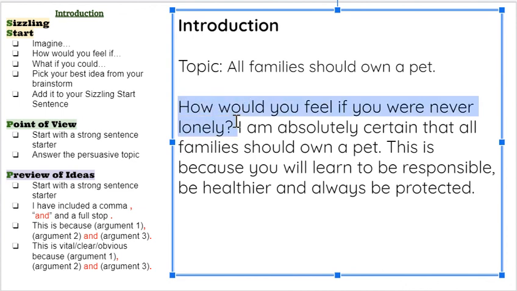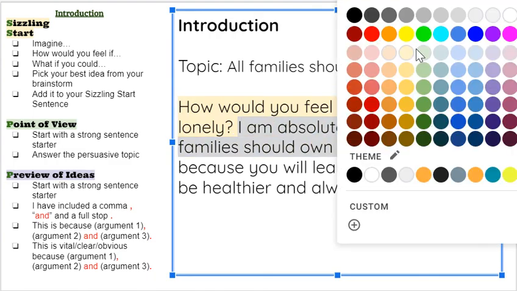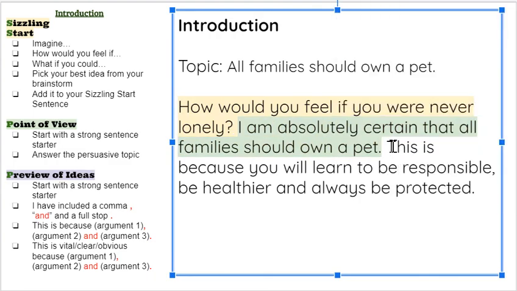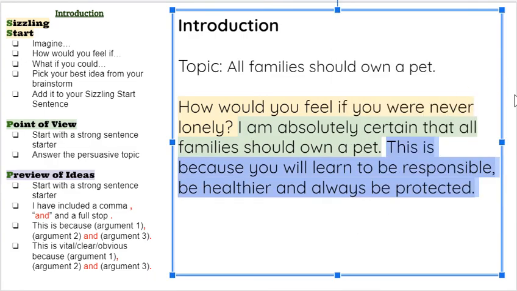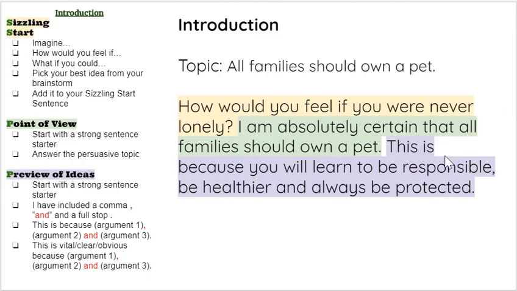So this first part is the sizzling start. I'm just going to highlight it for you. The second part was your point of view. And the third sentence was the preview of ideas. And that's how you write an introduction for a persuasive text.